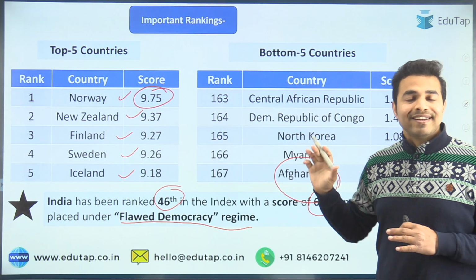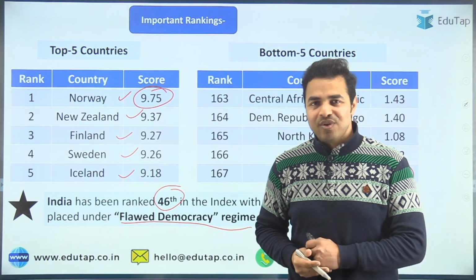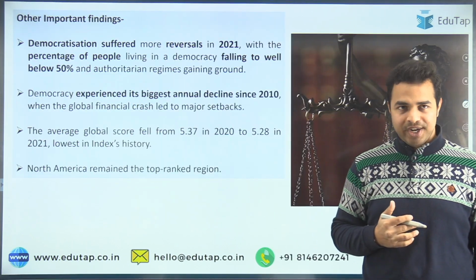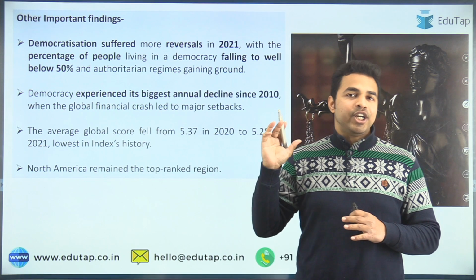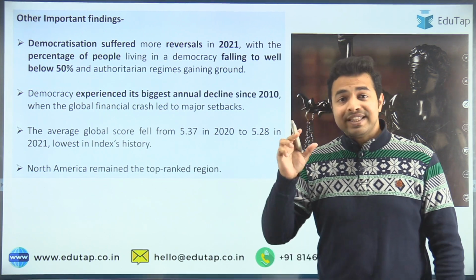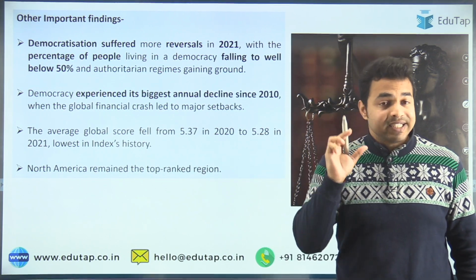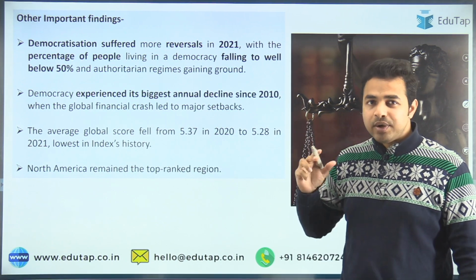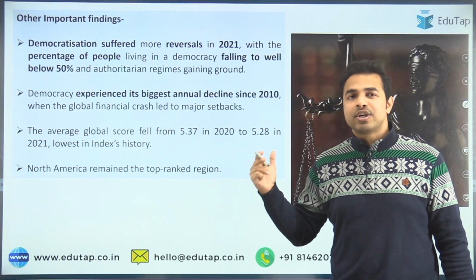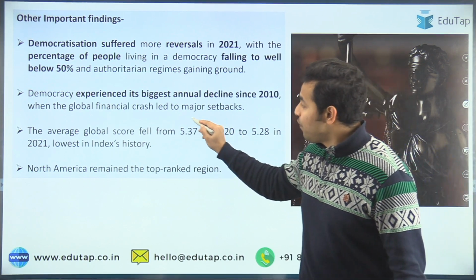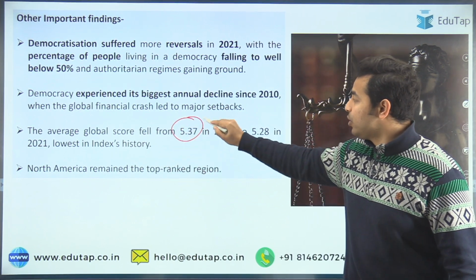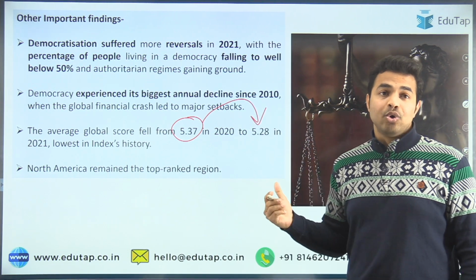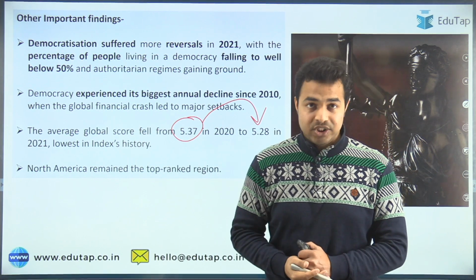I think these important rankings are very clear to all of you, and now we are moving towards the important findings of this index. As I have already told you, this report states that democracy is in deep trouble across the world. And why exactly does this report say so? The reason is that the average global score has fallen from 5.37 in 2020 to 5.28 in 2021, which is also the lowest in the index's history.